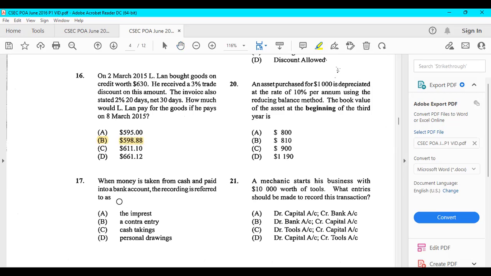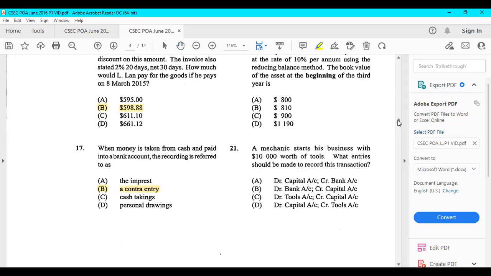Number 17. When money is taken from cash and paid into a bank account, the recording is referred to as a contra entry. Nothing else here, so that makes sense. You need to know the contra entry. It comes under the cash book. Oh, let me highlight this. Let me just highlight the letters going forward. Save some time.